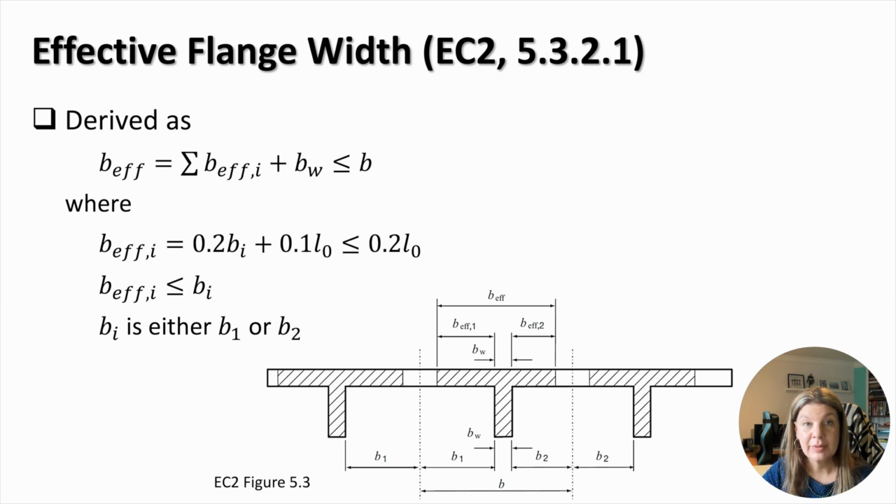Here, bw is the width of the beam, and b_eff,i, or b_eff1, are the clear flanges on both sides of the beam. b_eff,i is found depending on beam spacing and the distance between points of zero moment.